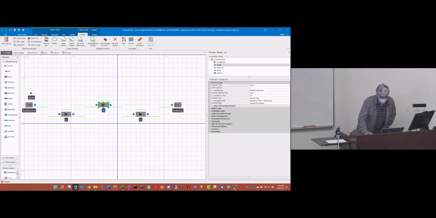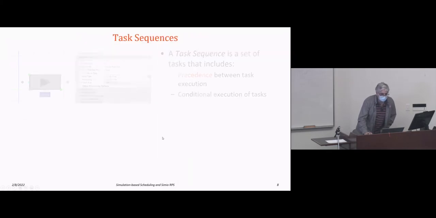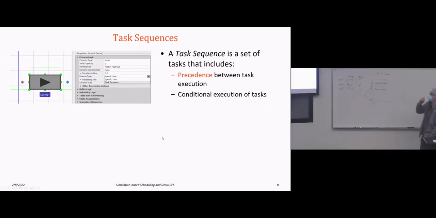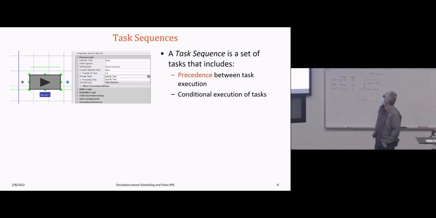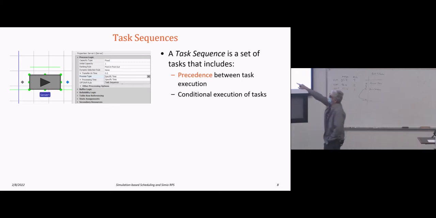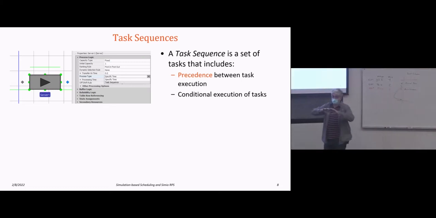Okay. So let's see here. The last thing I'm going to do today is give a brief intro of task sequences. And what I'm going to talk about today in the rest of class is just concepts of task sequences, because in the video, we implement task sequences for this. So a task sequence is a set of tasks that includes 2 basic components: precedence between tasks and conditional execution. So if you look at my server object up there, and this works for what I call server-based objects, so server, combiner, separator, and anything subclassed from those.